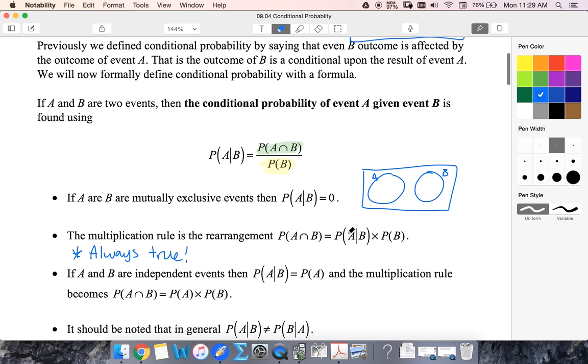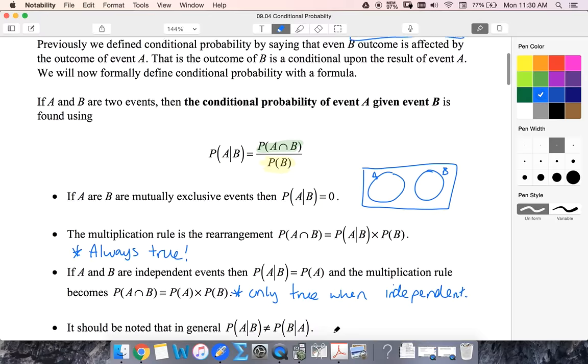Notice independent and mutually exclusive are not the same thing. So A given B, it doesn't matter what happened with B, the probability of A will stay the same. And so that means that I can replace probability of A given B with probability of A. So probability of A intersect B is probability of A times probability of B. So this is only true when independent. So always true. When independent, this becomes true.